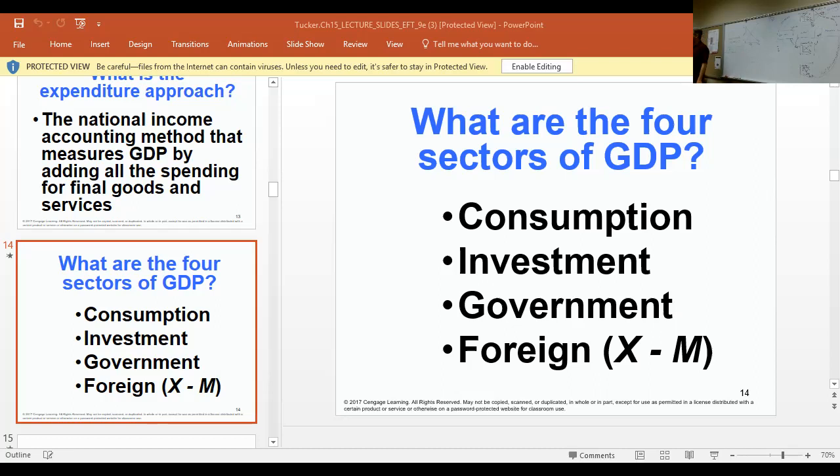This equation is so important that I want everybody to stand up and we're going to do a dance and you're going to yell the letters back to me. So if everybody would please, after you've written it down, stand up. We're going to do a dance.